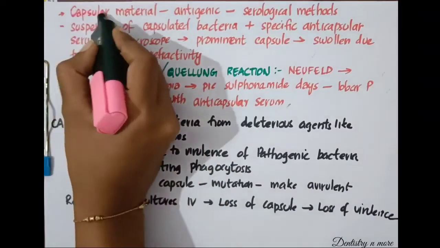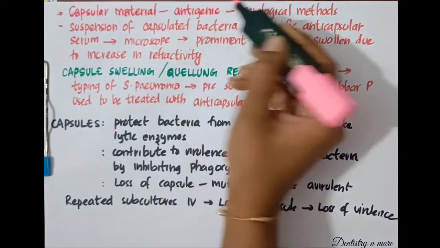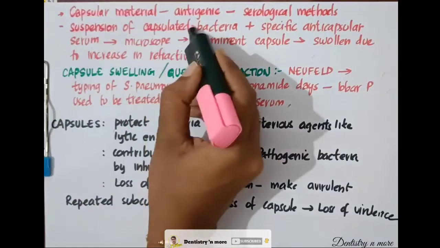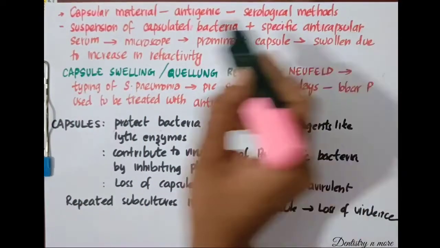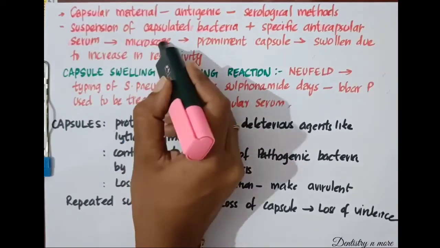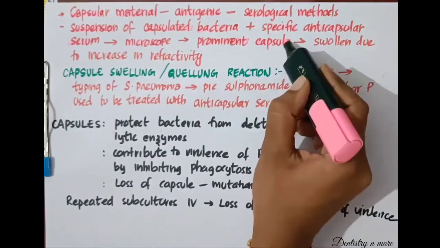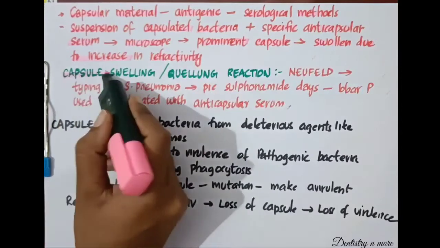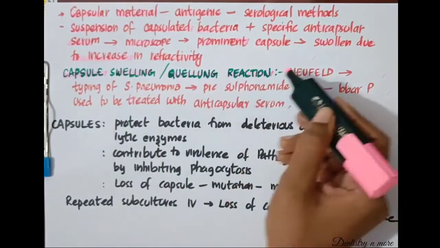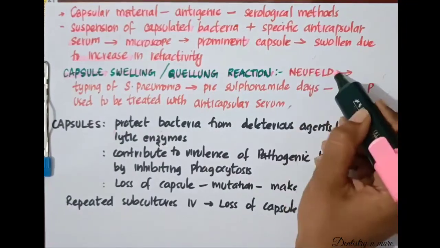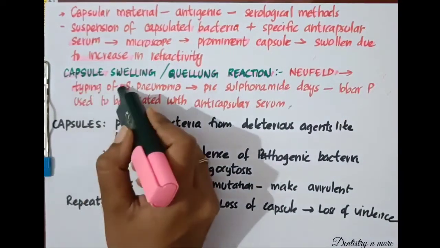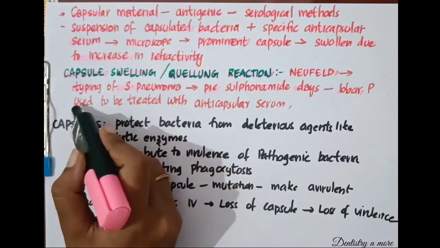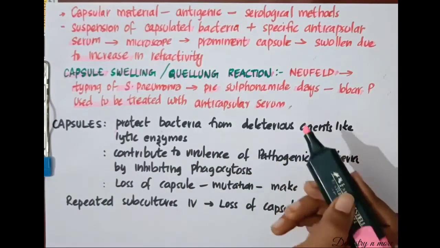And usually, capsular materials are antigenic and can be demonstrated by serological methods. When we mix a suspension of capsulated bacteria with a specific anticapsular serum and examine it under the microscope, we can see a very prominent capsule, and it may be swollen due to an increase in refractivity. This is called capsule swelling or Quellung reaction. It was first demonstrated by Neufeld, and it was used in typing of Streptococcus pneumoniae in the pre-sulfonamide days, where lobar pneumonia used to be treated with anticapsular serum.